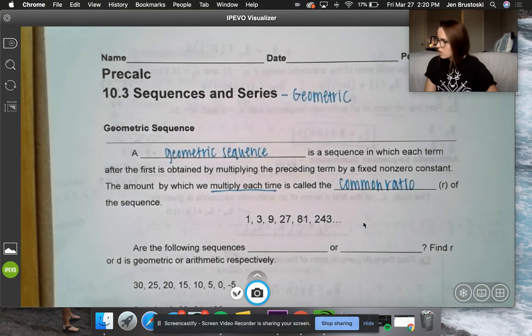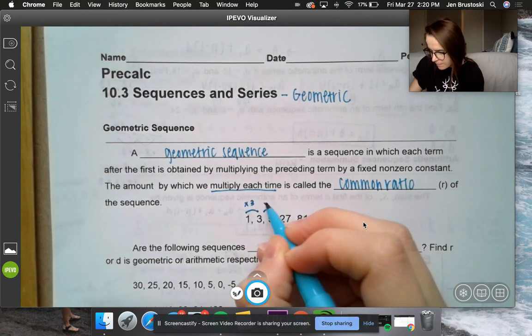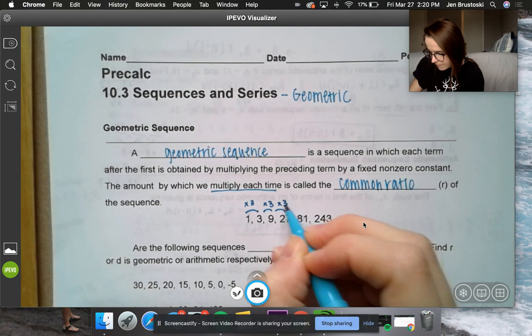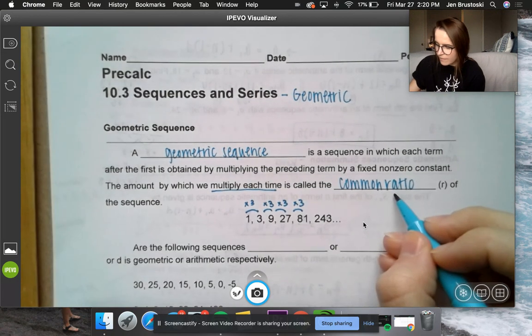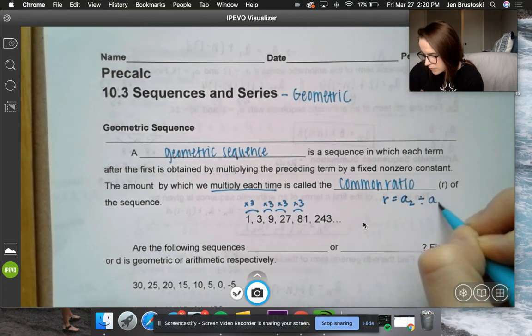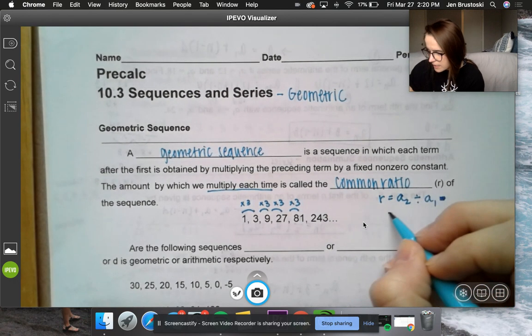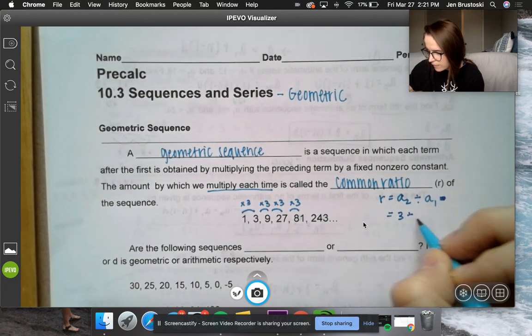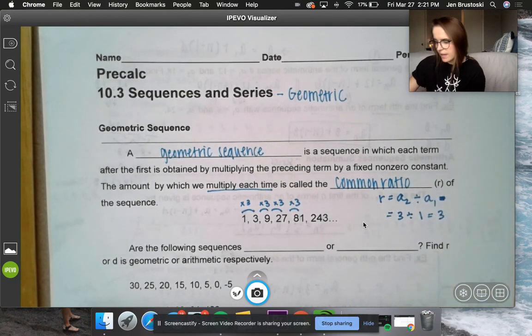Okay, so if we look here, we're multiplying by 3 each time. The way that we find our common ratio is always going to be our second term divided by our first term. In this case, we have our second term is 3 and our first term is 1. So we get 3 as our r value.